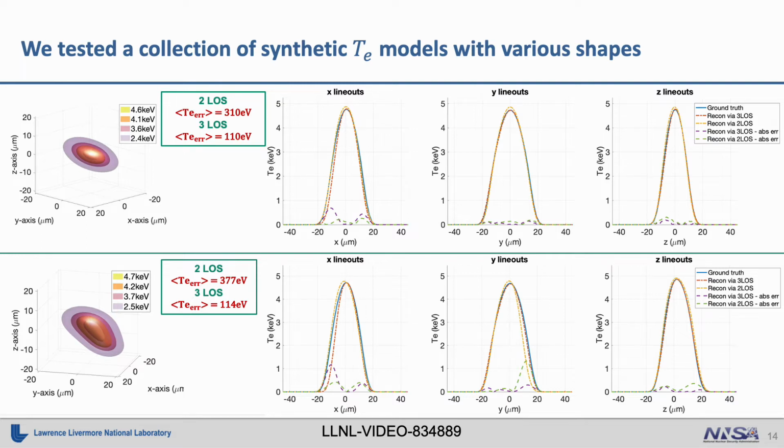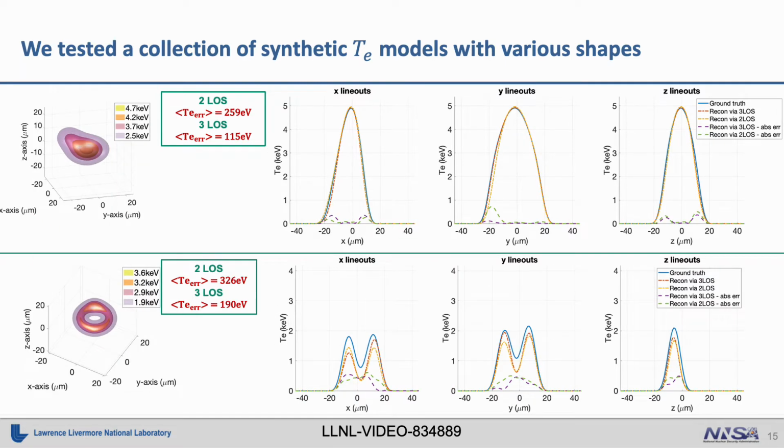So furthermore, we have tested our method on a collection of synthetic TE models with various shapes and geometries, and I'm going to show you 4 in this slide. 4 models, 2 on this slide and another 2 on the next slide. Here you can see that we plot the weighted TE error using 2 lines of sight and 3 lines of sight, and we also plot their central lineouts. And again, by fielding an extra line of sight, we managed to reduce our TE error by 3 times in these 2 models, which are ellipsoidal shaped hotspots.